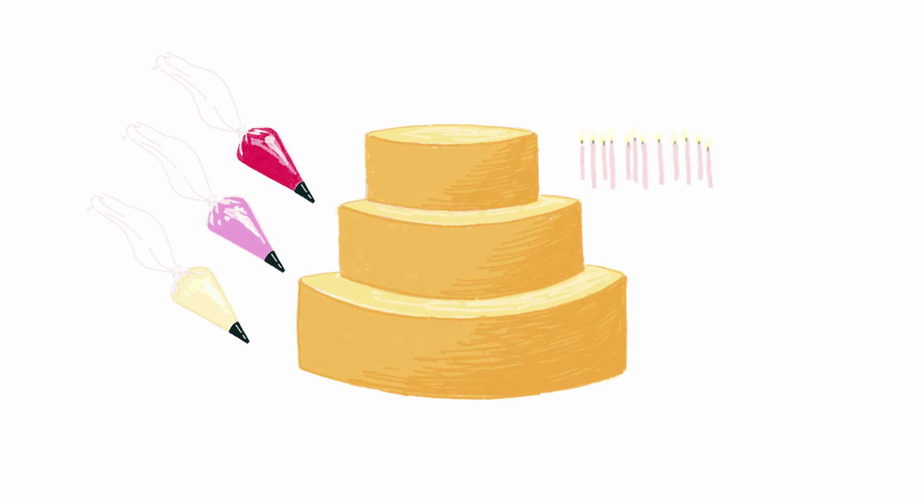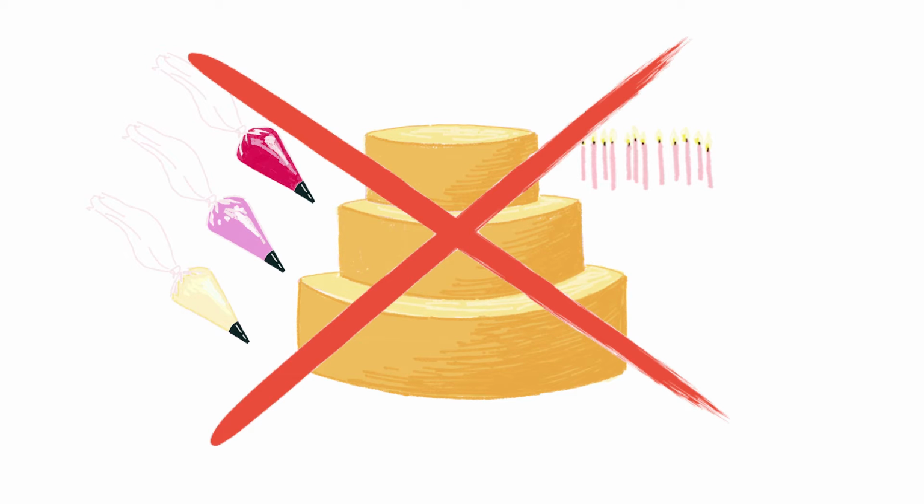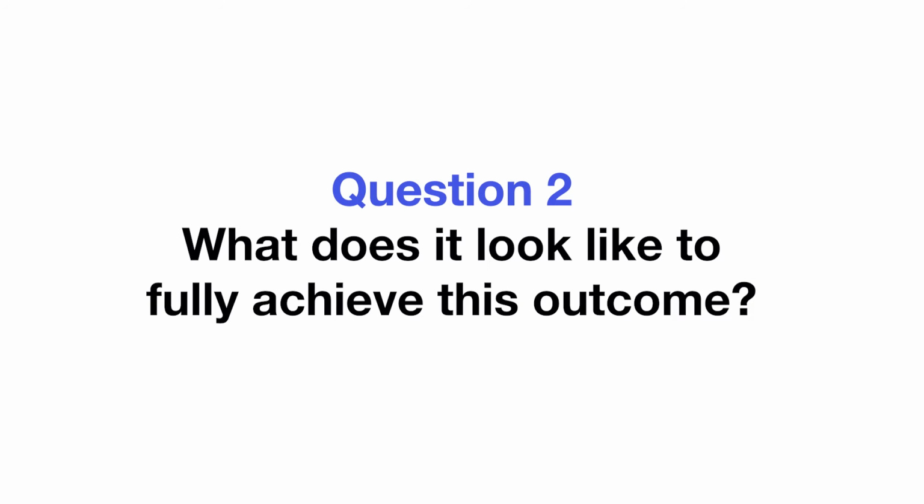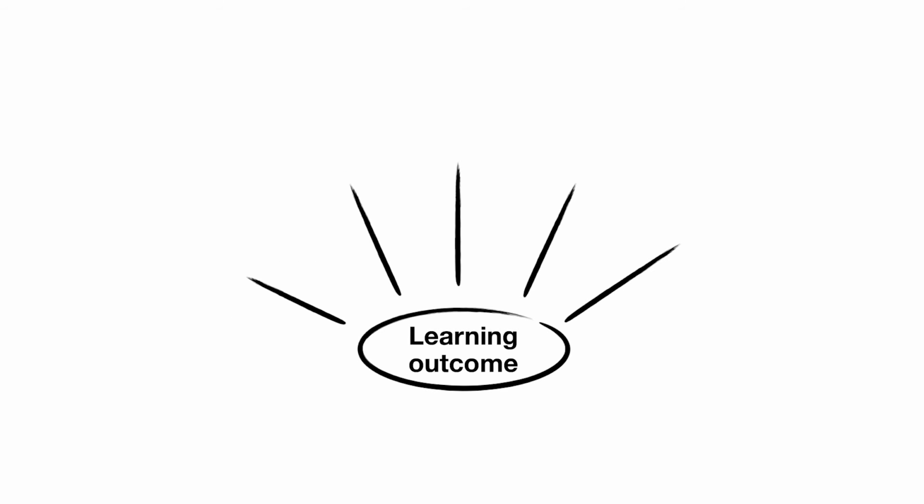A common mistake when developing criteria is to simply break the assessment task into components. In this example, students are making a cake, so the task components could be a base with tiers, icing, and decorations. But the components of the task are not what you want students to learn. The task is how they show achievement of the learning outcome. Instead of listing task components, break the learning outcome into a series of smaller outcomes. Ask the question, what does it look like to fully achieve this learning outcome? The answers will be your set of criteria.